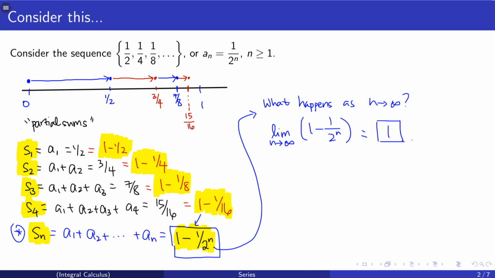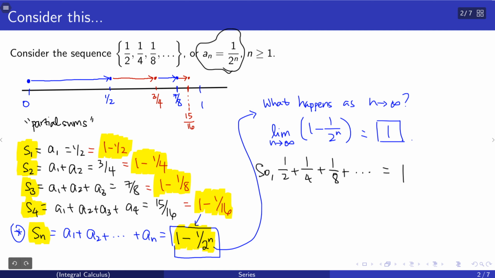And in this case, we would be justified in saying that maybe we can write something like this: 1/2 plus 1 over 4 plus 1 over 8 plus dot dot dot, to represent we're adding all these 1 over 2 to the n terms forever, is actually equal to 1. Does that make sense for you? Are you happy with that?